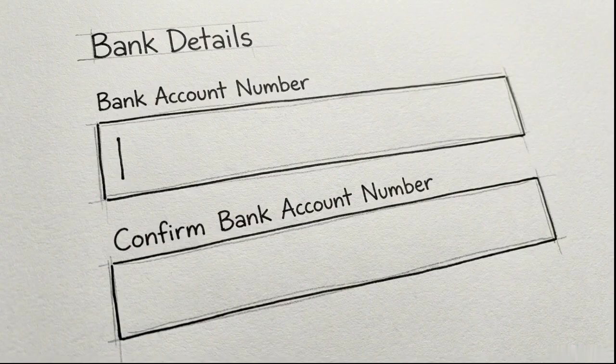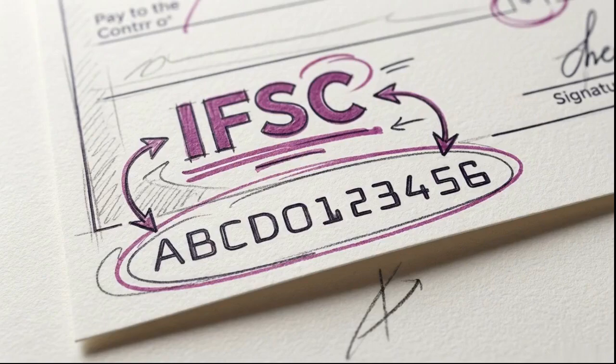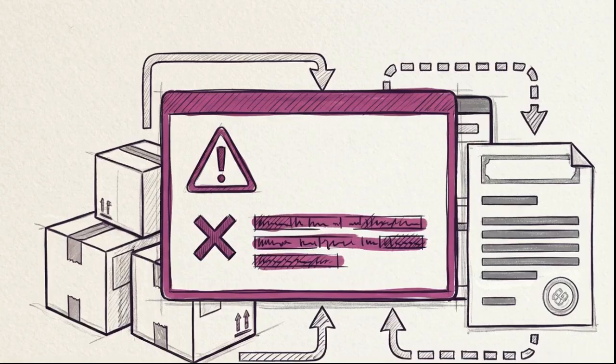Now we move to financial verification. You will need to enter your primary bank account number, along with the specific branch IFSC code. The IFSC code is an 11-character alphanumeric routing number used to identify specific bank branches in India. This exact screen is where the majority of account rejections happen, almost always due to a name mismatch error.